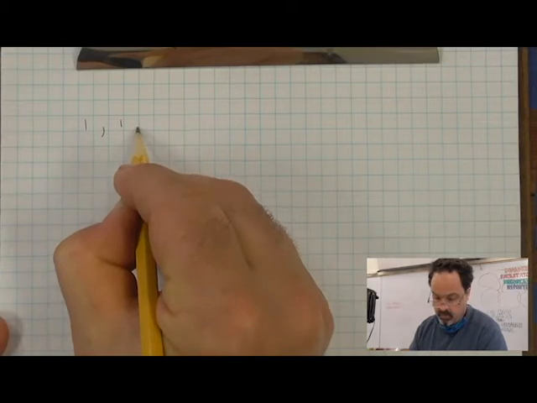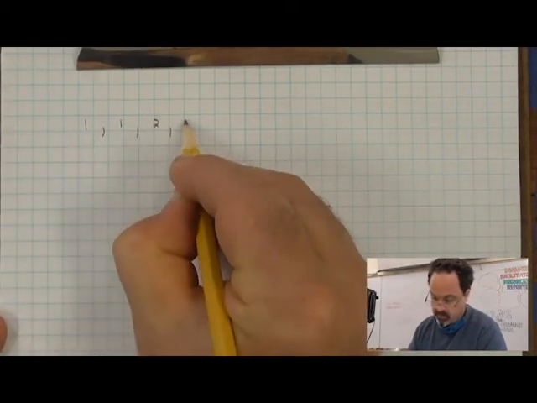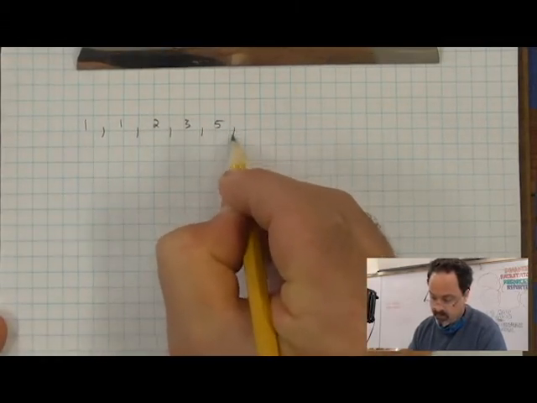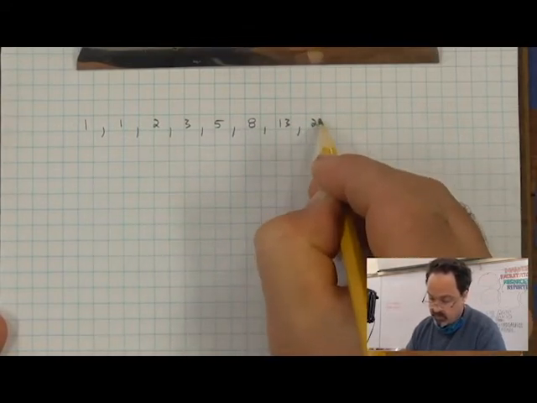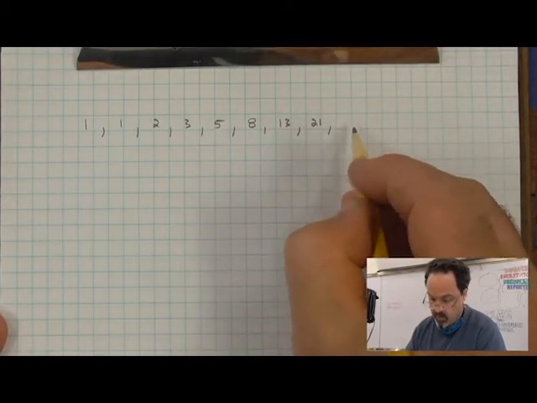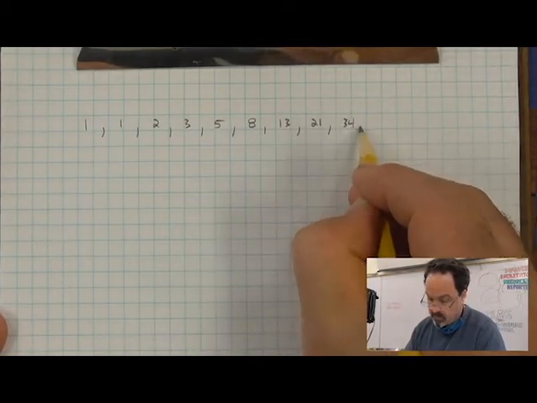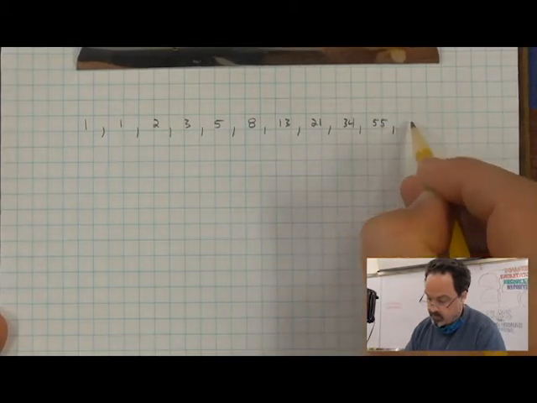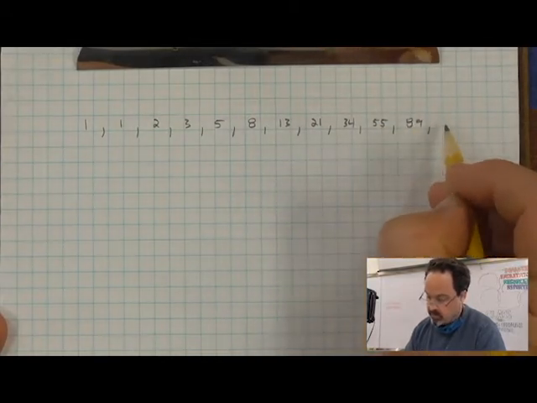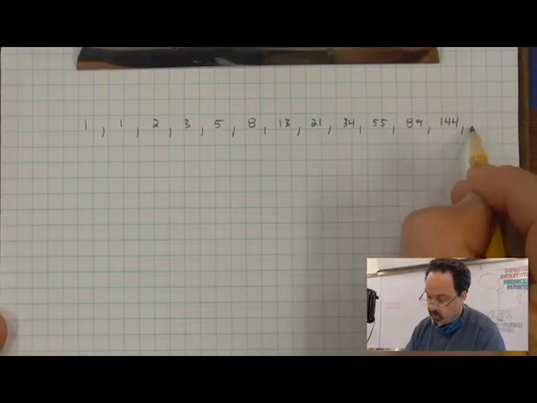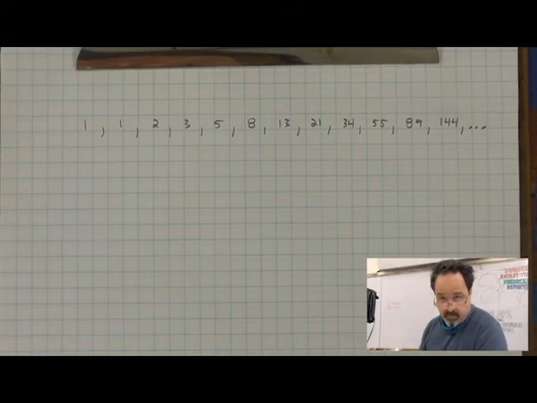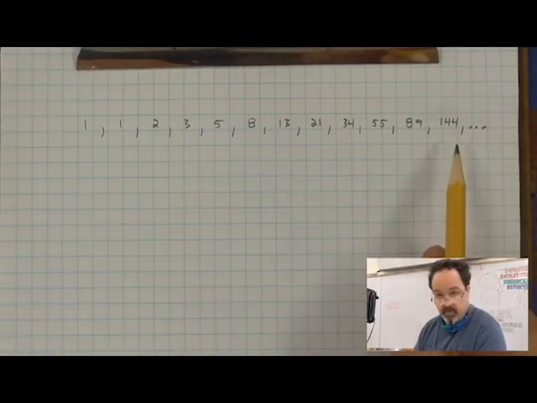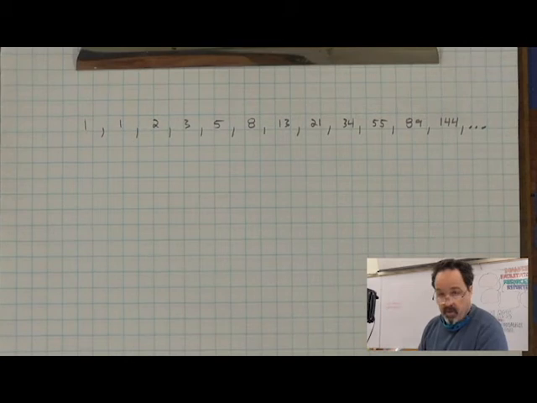I'm going to write down a sequence of numbers you might have seen before. 1, 1, 2, 3, 5, 8, 13. I'm going to continue for a little while. 21, 34, 55, 89, 144, and this pattern continues. This is a sequence. It's an ordered set of numbers. It's the Fibonacci sequence. It's very famous.